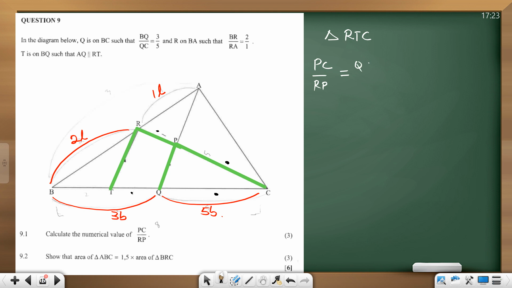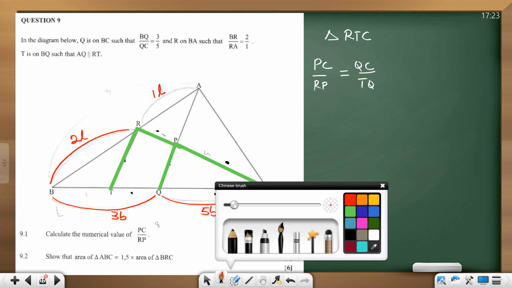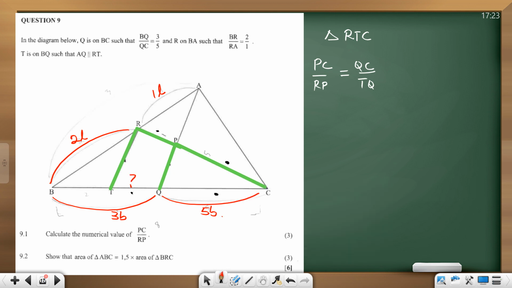QC over what? TQ. Do I know QC? Yes, 5B. My problem is what? TQ. Please, you would see the importance of writing this in different variables. Are we okay there? If I can get TQ, then I'll be done. Right? Okay. But let's check.